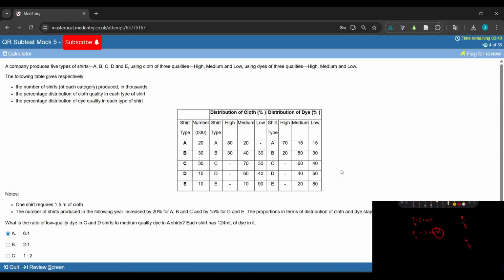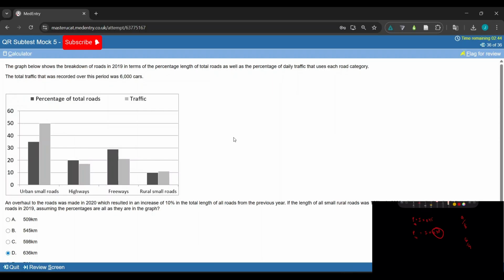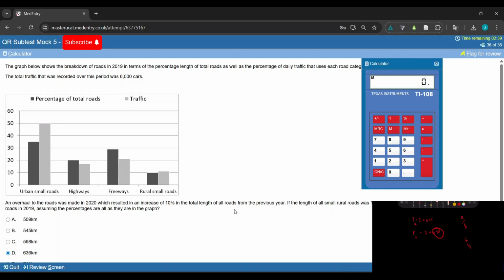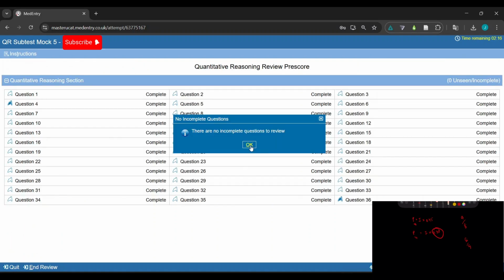Okay, let's review flagged. Okay, this one's fine. So an overhaul to the roads was made in 2000, so 10% increase in total length of all roads from the previous year. If the length of all small roads in 2020 was, so 160 equals 10%, so 1600, divide that by 1.1. What was the length of all small urban roads? Okay, and then times this by 0.35, 509. Okay, I just misread the question.